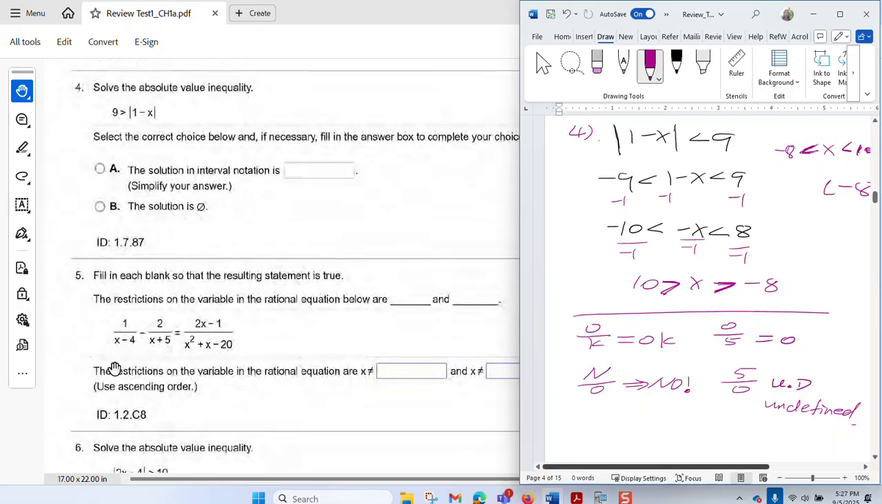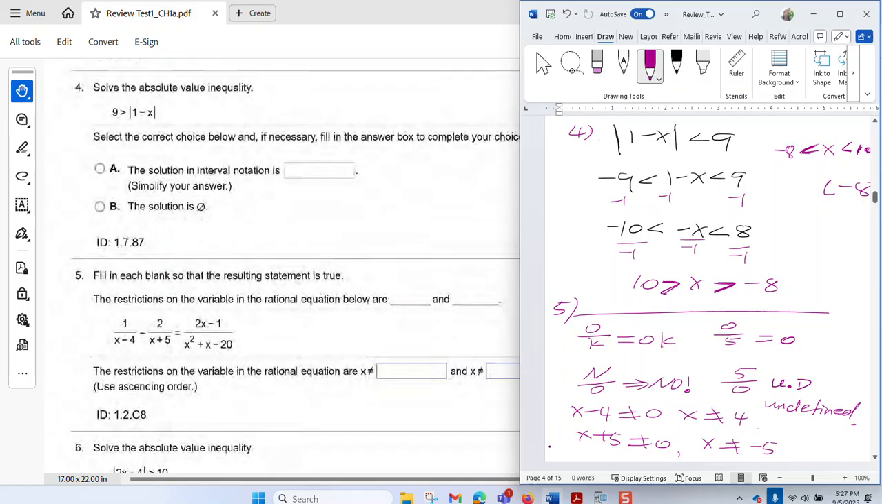Your x minus 4 cannot be 0. So that means x cannot be equal to 4. Same thing as the second fraction: x plus 5 cannot be 0. So if I solve for x here, x cannot be equal to negative 5, because this will make the denominator equal to 0.